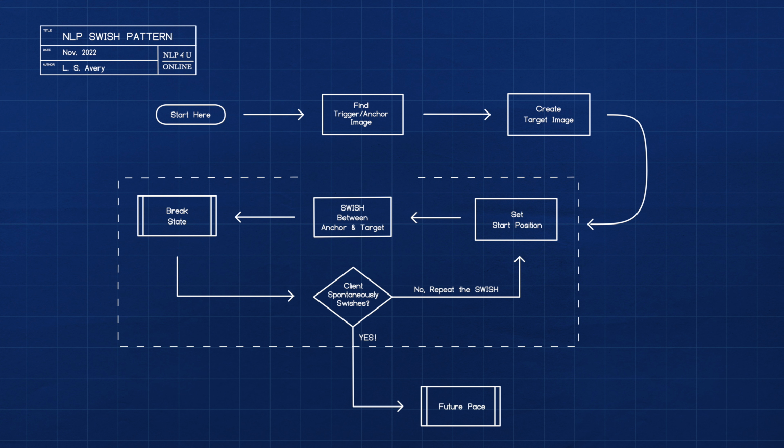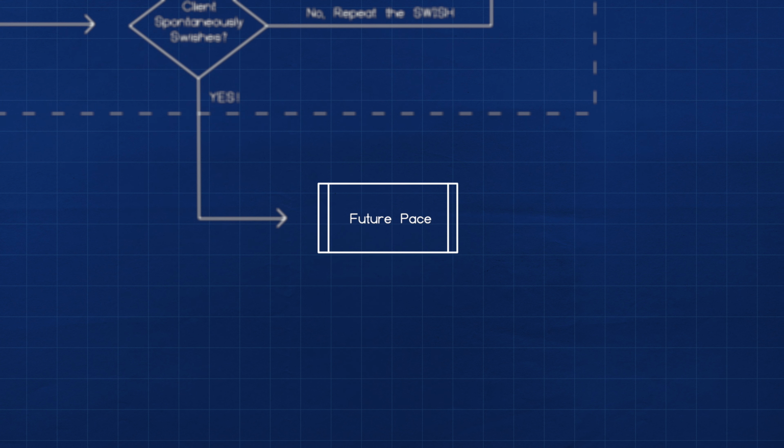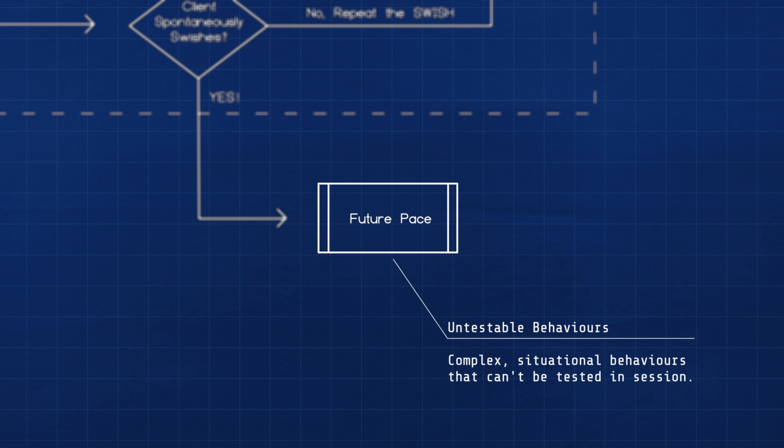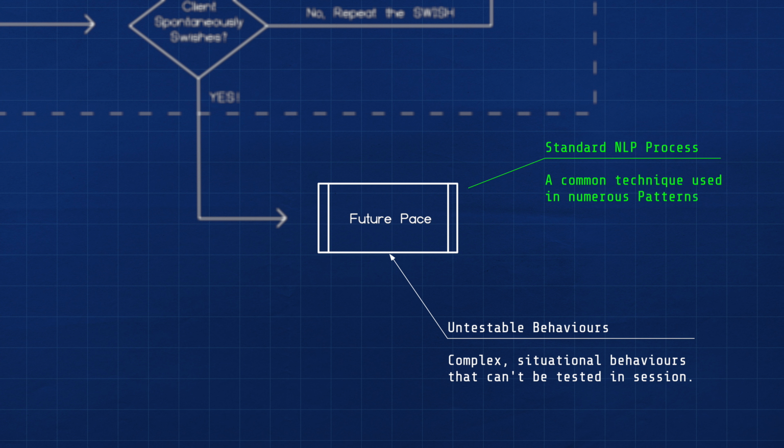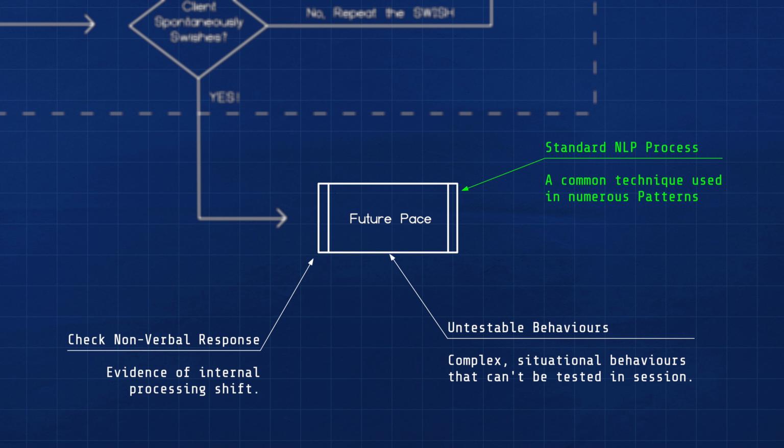Step 8. Future pace. Now that the swish is complete, you can either test it out with the client there and then, which is easy for certain behaviours, or you can future pace the behaviour. Simply ask the client to imagine a time in the future when they would have done the habitual behaviour and watch what happens. If you've got the swish pattern right, then you should see a processing shift. They might have a confused face, or they might shiver, they could roll their eyes, just about anything that will show a change in internal processing.